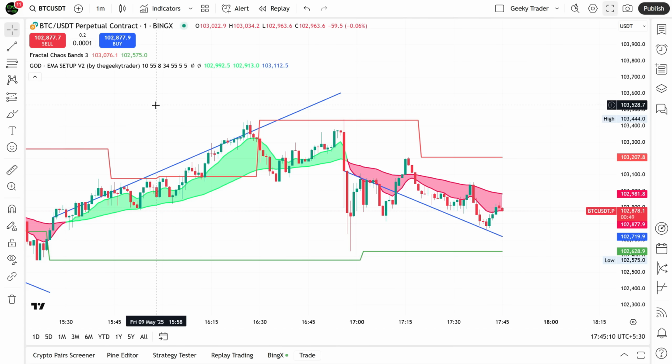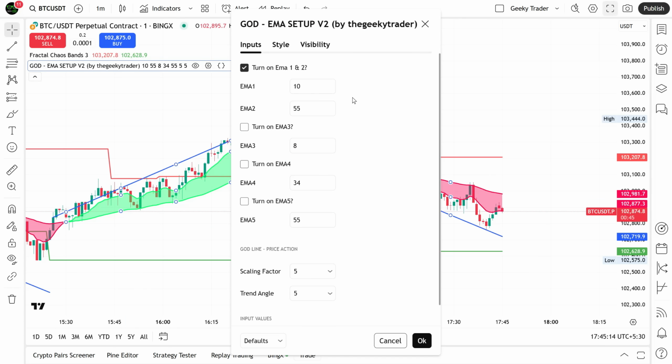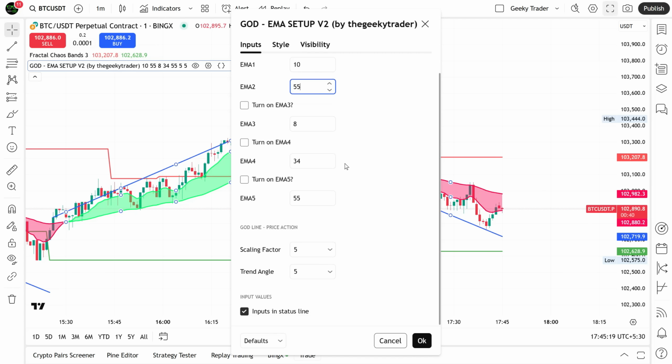As you can see here, I've already added my custom EMA script to the chart, so we're all set to jump in and start tweaking the settings together. Let me walk you through what I've configured. For EMA 1 and EMA 2, I've chosen the values 10 and 55. This combination works great for identifying short-term and medium-term trends, giving us a clearer picture of the market movement.